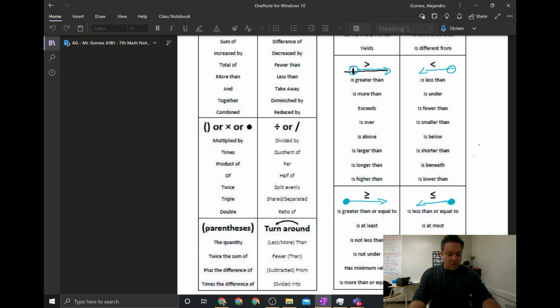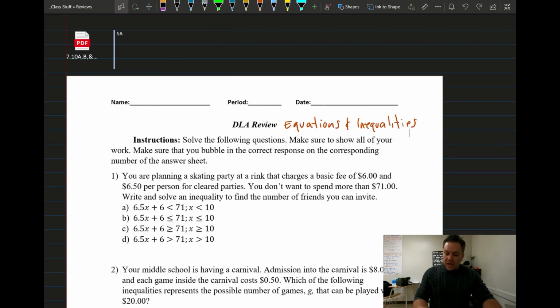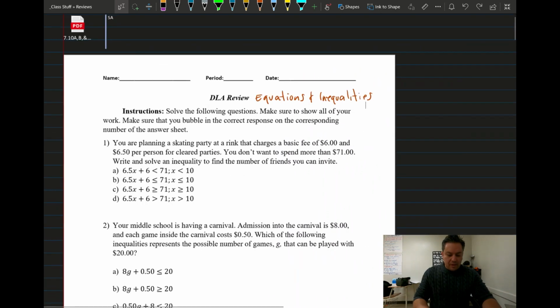Now, going back to the review for equations and inequalities, right here, we have a lot of word problems, okay? Now, the key thing that we need to know: what number is going to go with the variable? Remember, the variable is going to be the letter. Any letter you can use, unless it's multiple choice, then the letter is already given to you.